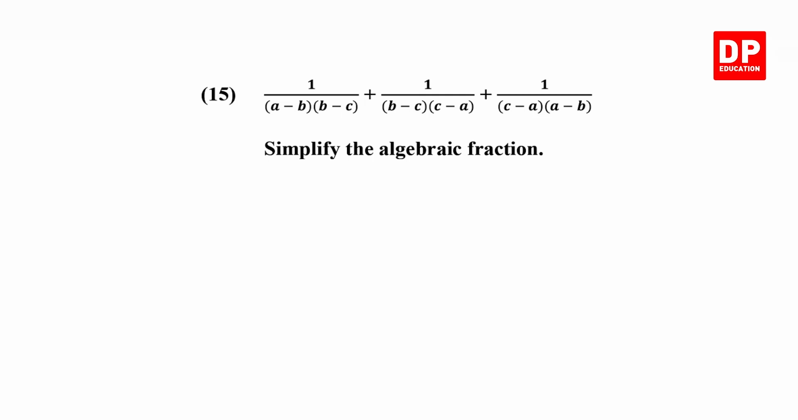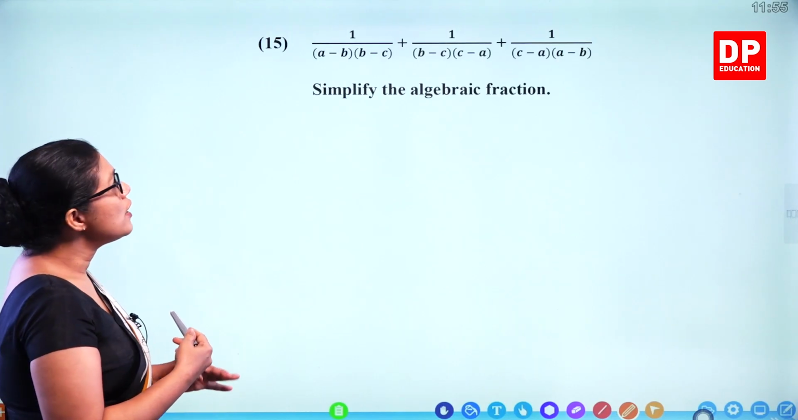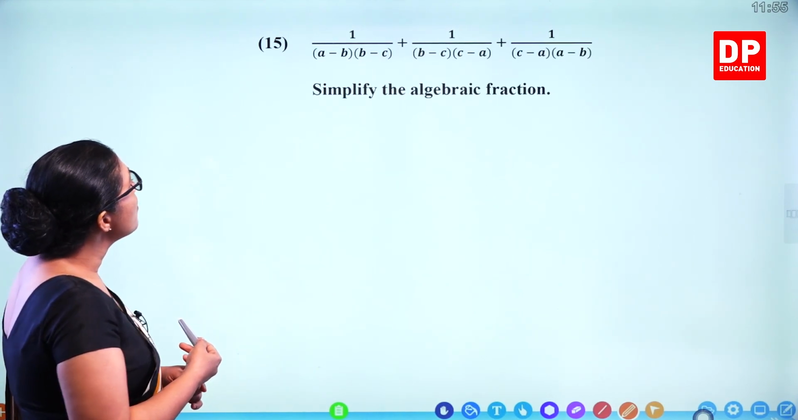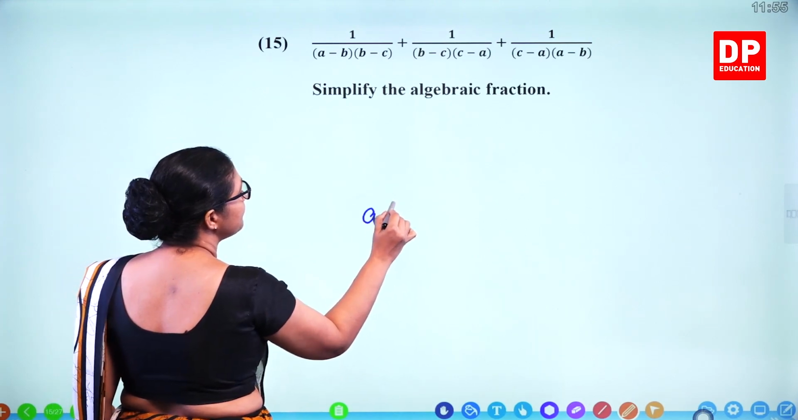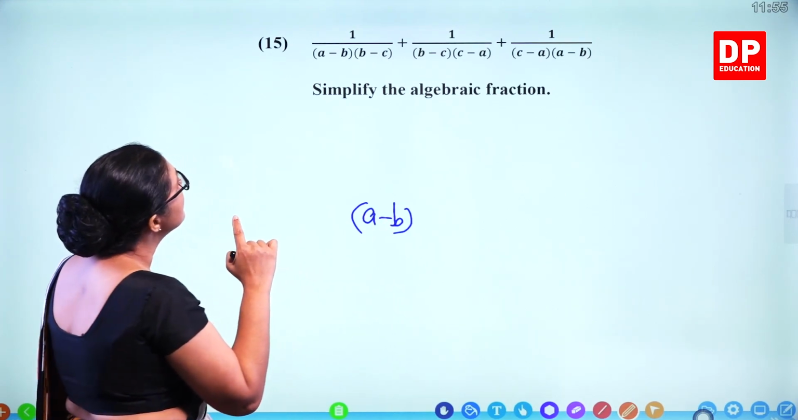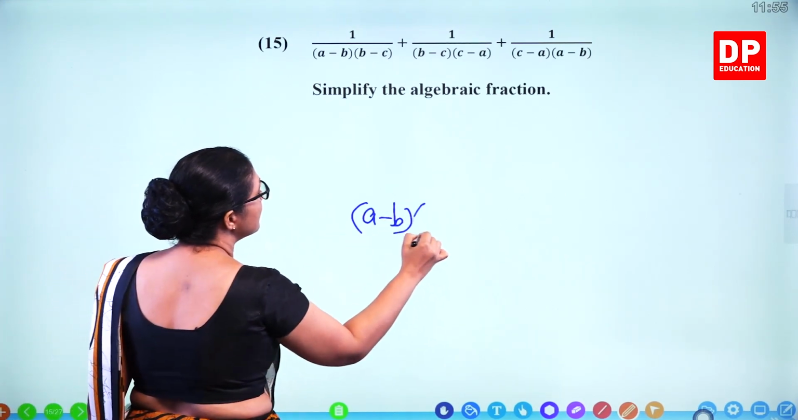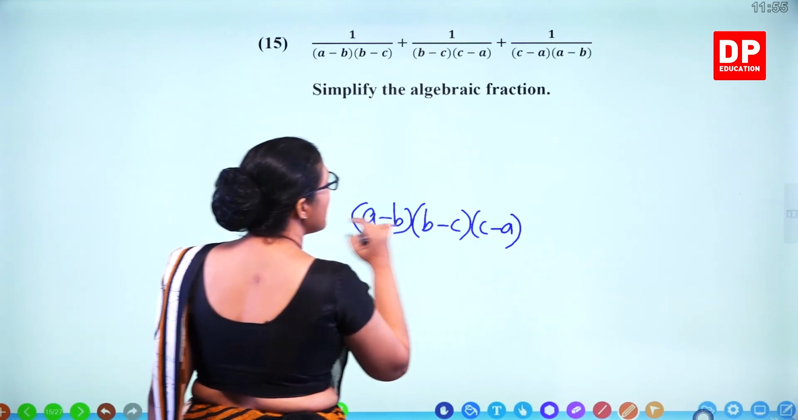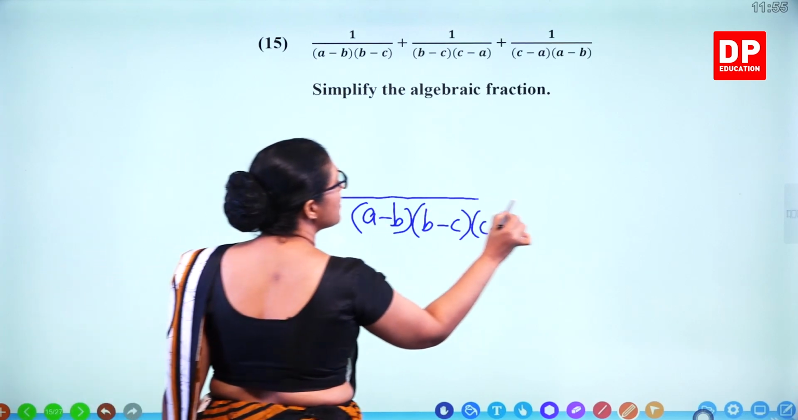Question number 15. Simplify the algebraic fraction. So you have to find the lowest common multiple of all these expressions. A minus B is there. What else? B minus C. And also C minus A is there. So that's the lowest common multiple.